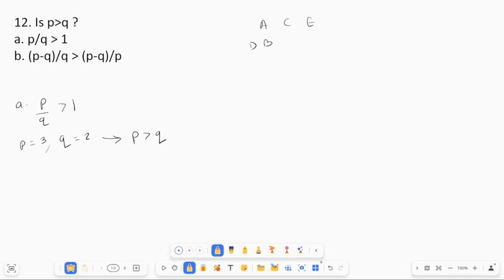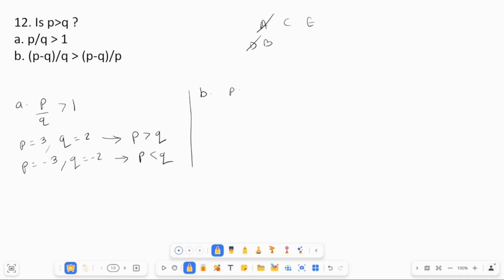What if both of them are negative? For example, if P is negative 3 and Q is negative 2, in that case the ratio will be, of course, plus 1.5, which is greater than 1. But in this case, P will be less than Q. Do I have a definite answer? No. So cancel A and D.